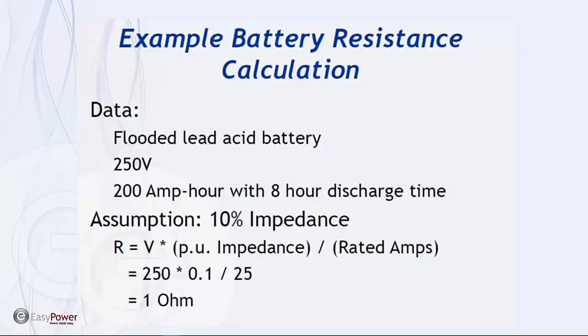So to do that, we have a 250 volt battery. It's rated at 200 amp hours with an 8-hour discharge time. So that gives us roughly a 25 amp rate for the current. And so to calculate the resistance, we take the voltage times the per unit impedance, which is the 10% of the flooded lead acid ratio, divided by the rated amps, and from this we get a 1 ohm internal impedance for the battery.